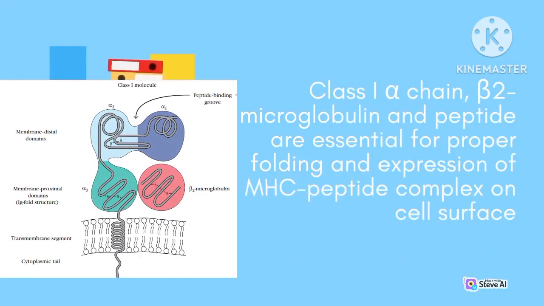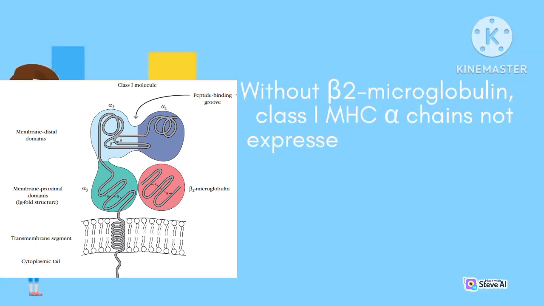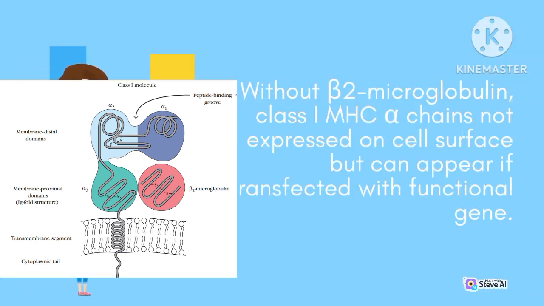Class I alpha chain, beta 2 microglobulin and peptide are essential for proper folding and expression of MHC peptide complex on cell surface. Without beta 2 microglobulin, Class I MHC alpha chains are not expressed on cell surface but can appear if transfected with functional gene.